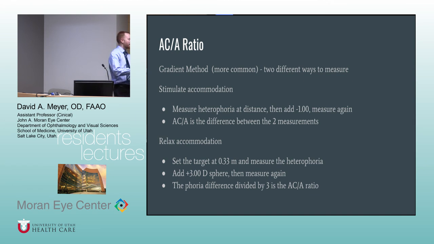The other one is you can actually relax the accommodation. Basically, you show a target at 33 centimeters. If a patient's corrected correctly, then to see something at 33 centimeters, they have to accommodate 3 diopters. Right now I'm emmetropic, and to see my hand, I'm accommodating 3 diopters. Someone measures with the cover test what my heterophoria is, say I'm XO. Then you add 3 diopters of sphere to the phoropter. Now to see that point, I'm not accommodating at all. I've gone from accommodating 3 diopters to accommodating 0. You measure it again, get the difference, divide by 3, and that's the ACA ratio. Again, don't be too concerned about that one. We're going to talk more about the stimulated accommodation one.